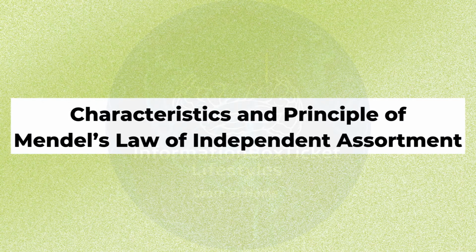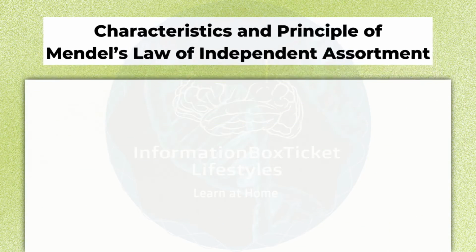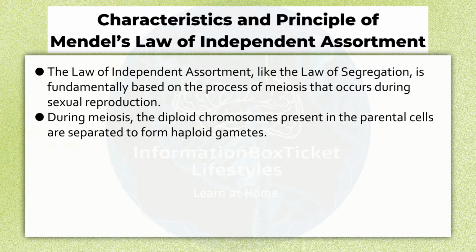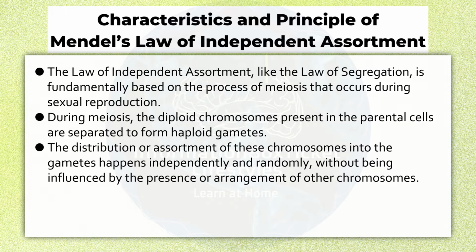Characteristics and principle of Mendel's law of independent assortment. The law of independent assortment, like the law of segregation, is fundamentally based on the process of meiosis that occurs during sexual reproduction. During meiosis, the diploid chromosomes present in the parental cells are separated to form haploid gametes. The distribution or assortment of these chromosomes into the gametes happens independently and randomly, without being influenced by the presence or arrangement of other chromosomes.